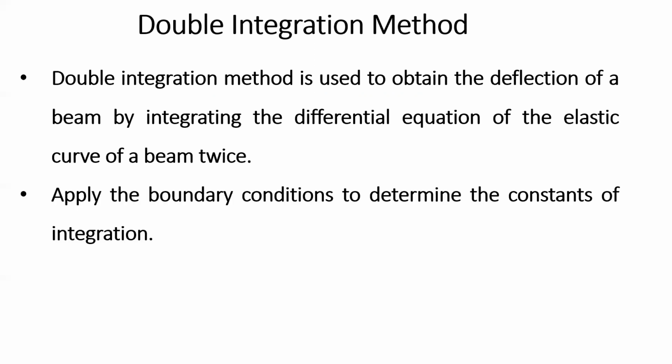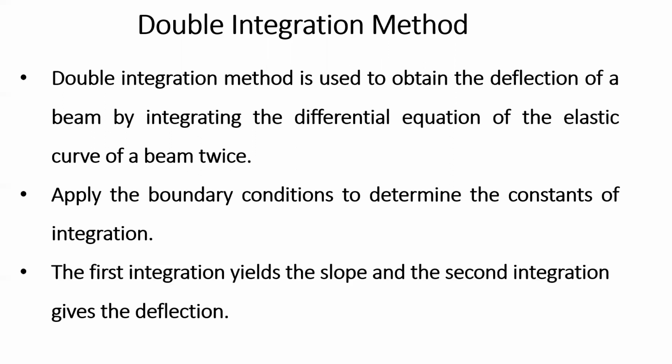And after integrating the differential equation twice, we are going to get some constants of integration. So normally we will apply the boundary conditions to find out those constants of integration. The first integration usually will give the slope of the beam, and the second integration of the differential equation will give the deflection equation of the beam. So this is the general idea about the double integration method.